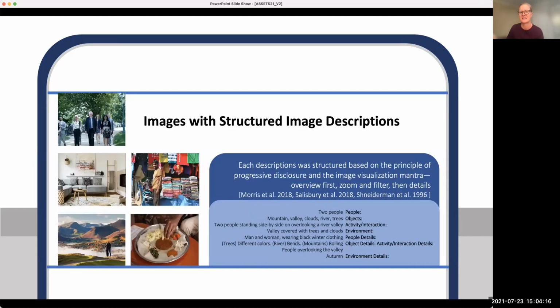So again, just to say, the descriptions that we provided were structured in a systematic way, following a progressive disclosure, where we provided an overview first of the people, objects, activity, interaction, and environment. And then we provided more details about those elements for the images. The images include Bernie Sanders walking through a park, an image of an indoor living room, an image of a mountain scene where 2 people are overlooking it, a picture of a man standing in a bazaar near a t-shirt stall, and a person reaching onto a plate of Ethiopian food.